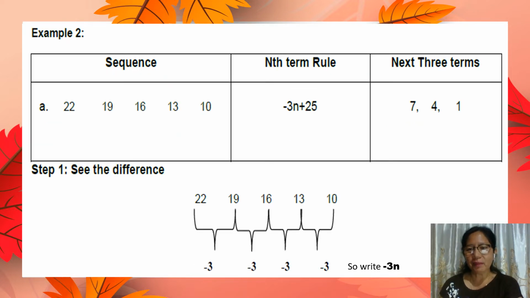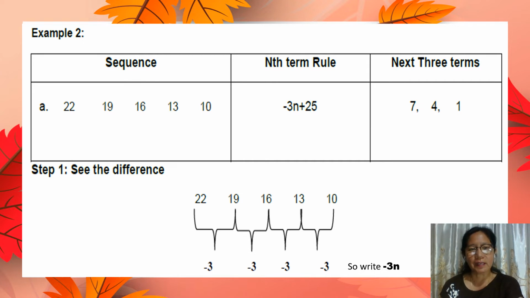Our first example is in ascending order. This time, let us have a sequence in descending order, like the given 22, 19, 16, 13, and 10. The next three terms are 7, 4, and 1. Let us try to find out how we come up with 7, 4, and 1. And also, let us determine how we come up with the nth term rule, negative 3n plus 25.